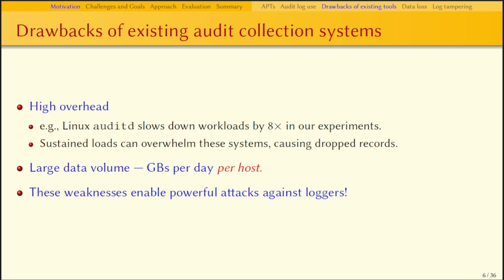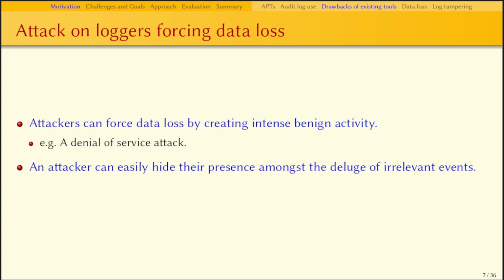These two weaknesses enable powerful attacks against logger systems. The first attack an intruder can conduct is by forcing data loss by generating intense amounts of benign activity. For example, they can conduct a denial of service attack. And as a result, an attacker's activity can be obscured by the loss of data and the high proportion of benign events.